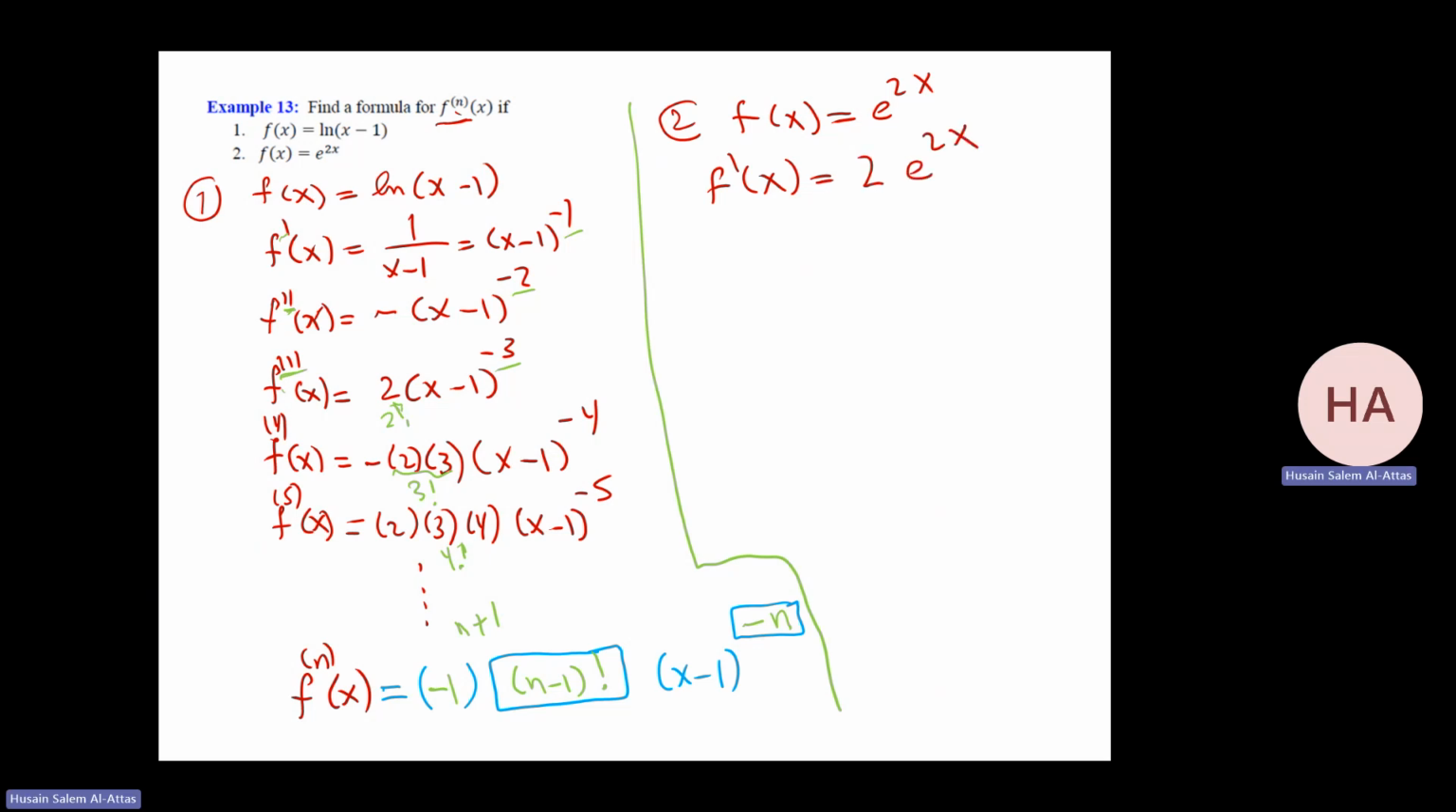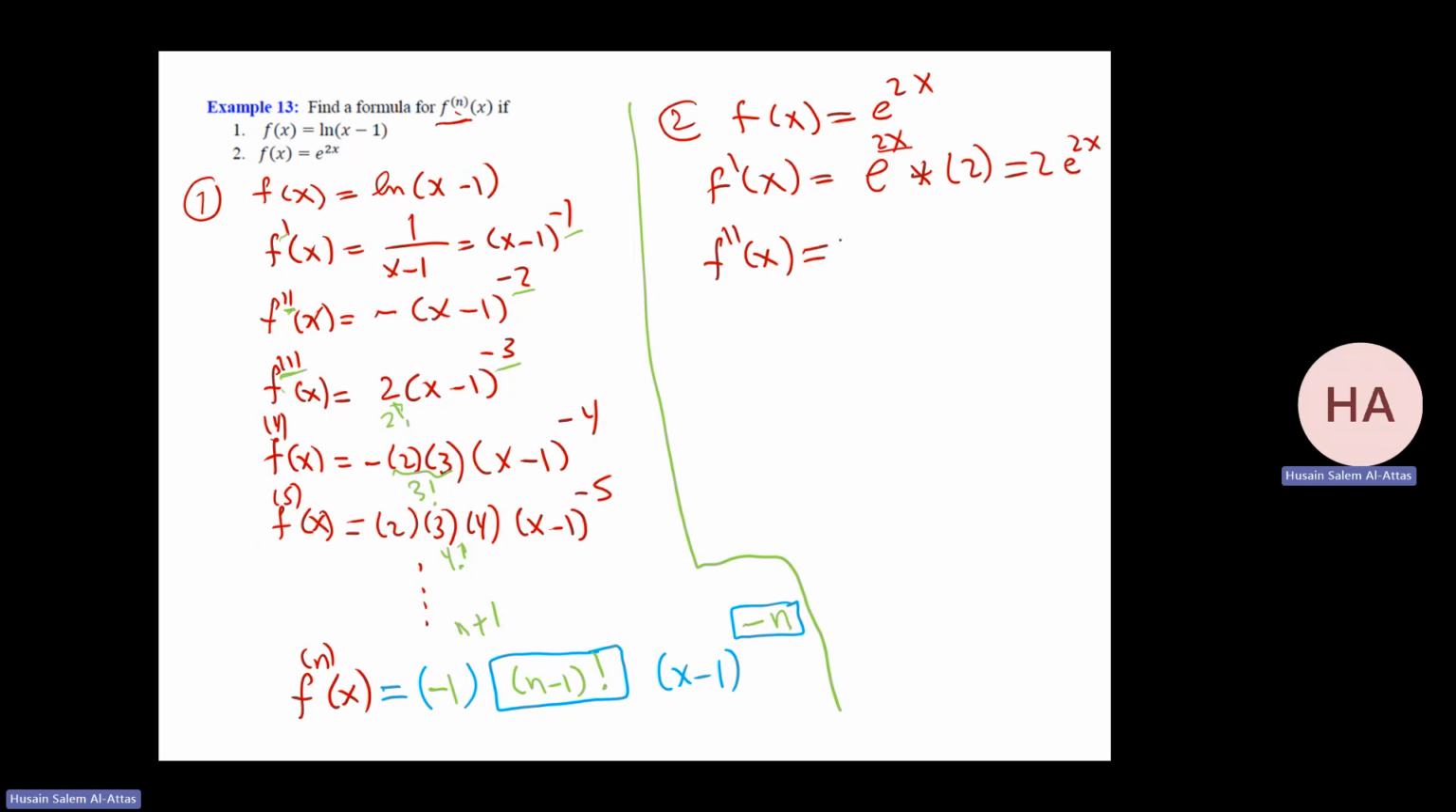That will be 2e^(2x). Okay, second derivative. Be careful here. Actually, it's e^(2x). Let me do it this way: e^(2x) times the derivative of u, which is 2. So it's 2e^(2x).